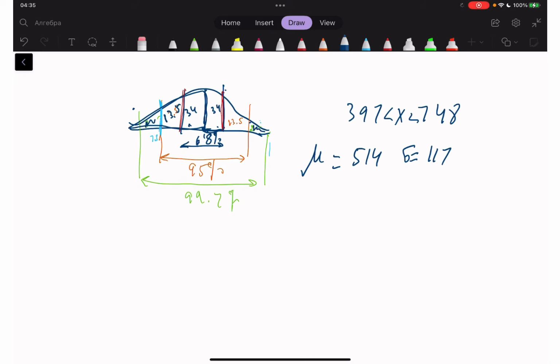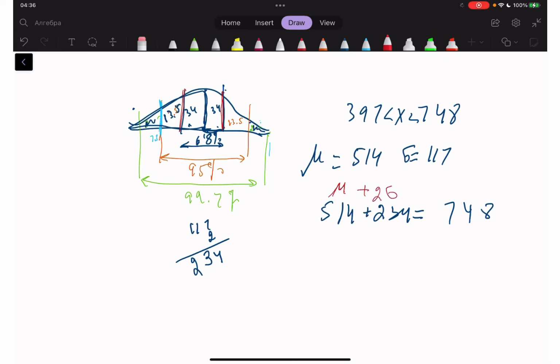So let's see, 748, let's start working. 748, I would say 2 standard deviations will probably fit. So 117 times 2 is 234. And 514 plus 234 is going to be 748. Bingo, so I was right. Mean plus 2 standard deviations.